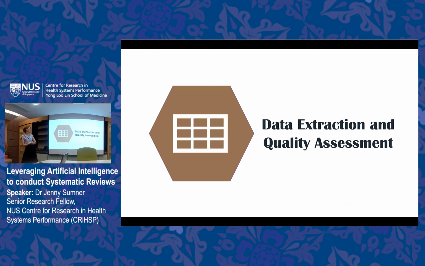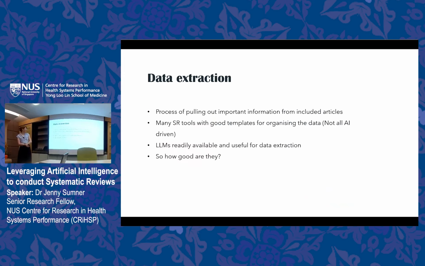Okay, so that's screening. Next, we're going to move on to the data extraction phase and the quality assessment phase of your systematic review. So data extraction is all about pulling out the relevant information from those included articles. Most of the SR tools I showed you previously, they don't have a lot of AI features inbuilt, although they do have very good templates for organizing the data into. Thankfully, we still have our LLMs, our ChatGPTs, our Claudes, etc., that can help us with data extraction.